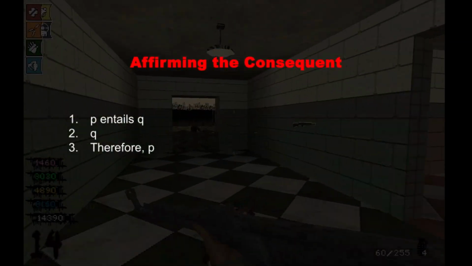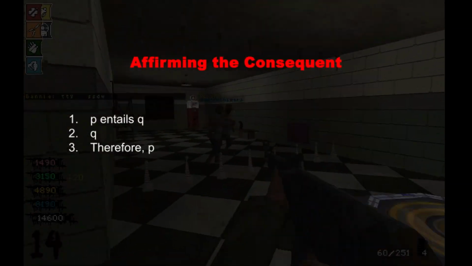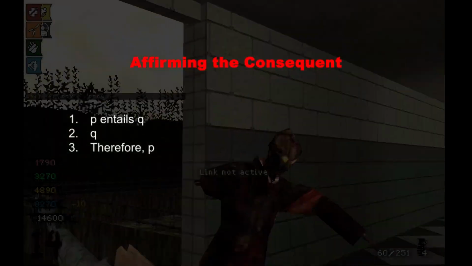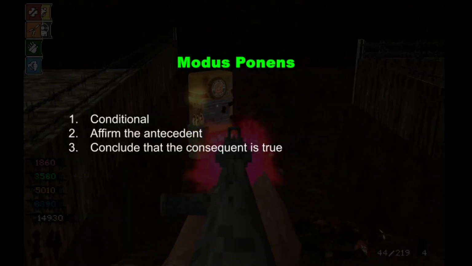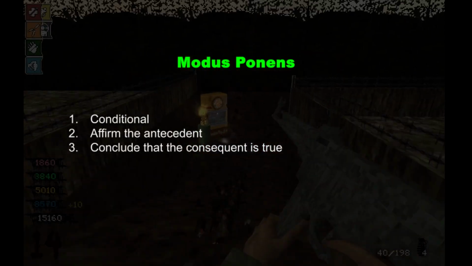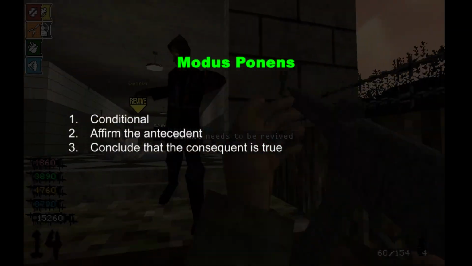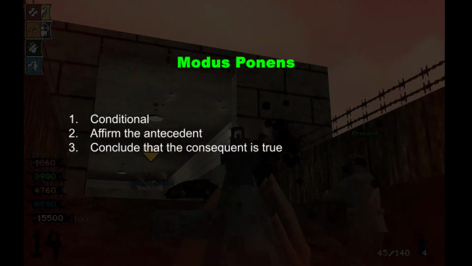So here's affirming the consequent once more. We have P entails Q. Q is true, therefore P is true. And earlier I said that a lot of fallacious arguments, in a way, mirror logically valid arguments. And in this case, the structure of this argument is very similar to modus ponens. And in modus ponens, right, the first premise is a conditional, the second premise has the antecedent of that conditional being affirmed, and then the conclusion ends with the consequent being affirmed.